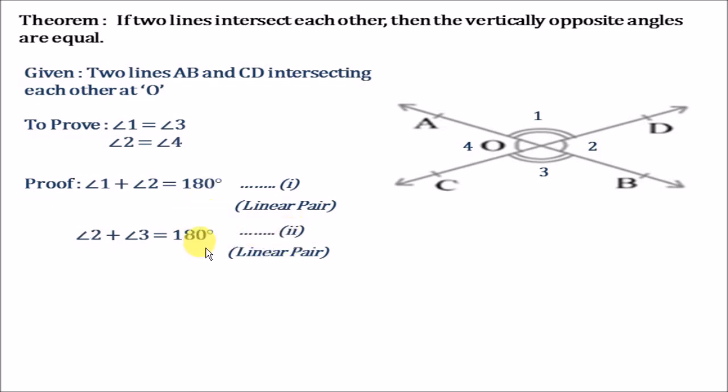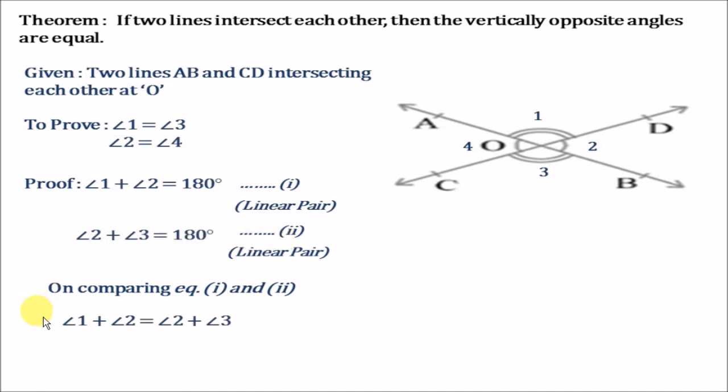Now, equation 1 and equation 2 both are resulting in 180 degree. That means the left hand side of the equations must be equal. Since the right hand side is equal 180 degree and 180 degree, so the left hand side, angle 1 plus angle 2 should be equals to angle 2 plus angle 3. On comparing equation 1 and equation 2, we will get angle 1 plus angle 2 from equation 1 equals to angle 2 plus angle 3 from equation 2.